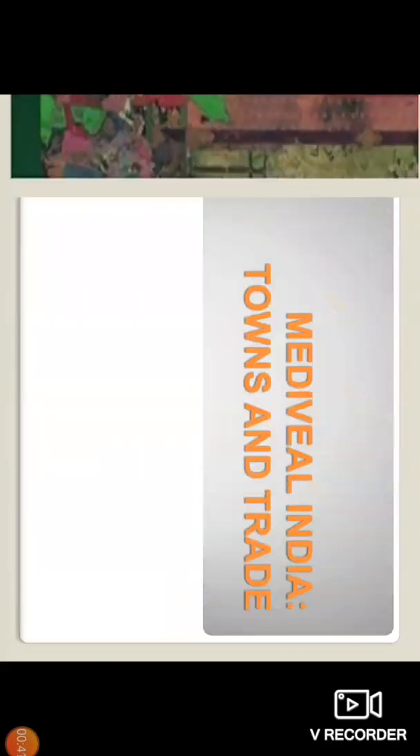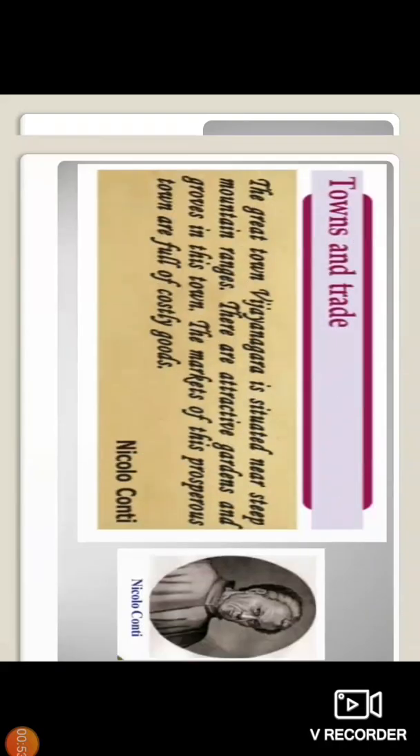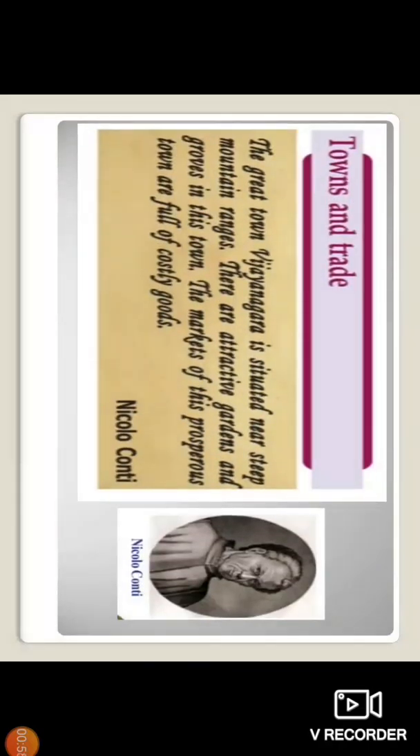In the last chapter, we studied Krishnadevaraya, the major ruler of the Vijayanagara kingdom. Today, in this class, we are dealing with the towns and trade of medieval India. Niccolo Conti, an Italian traveler who visited Vijayanagara, revealed that Vijayanagara was a great town near steep mountain ranges with attractive gardens, groves, and markets full of costly goods.